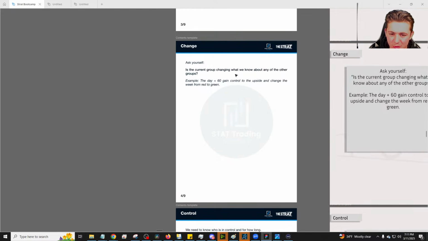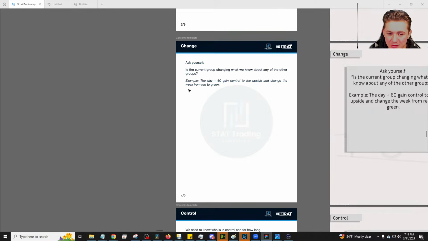And then the most important one, in my opinion, change. Is the current group in control changing what we know about any of the other groups? So for example, let's say the day and 60 gain control. Let's say they previously were red, week, month, day, and 60, full time frame continuity down. Then the day and 60 go green together. They would gain control to the upside. And then potentially they can change that week from red to green. And now the day and 60 were green, but now the week is also green with those guys.